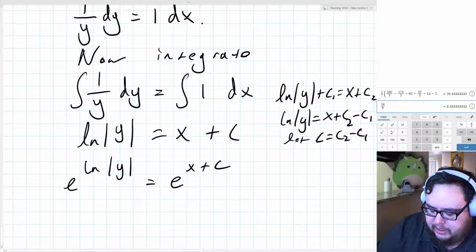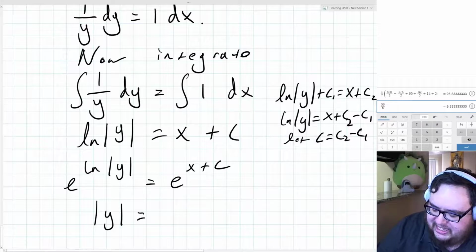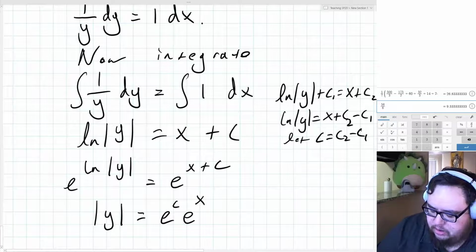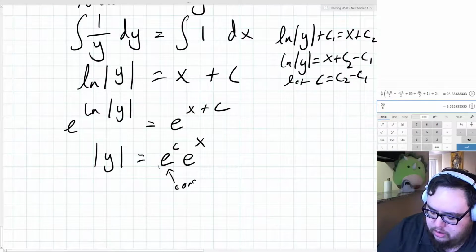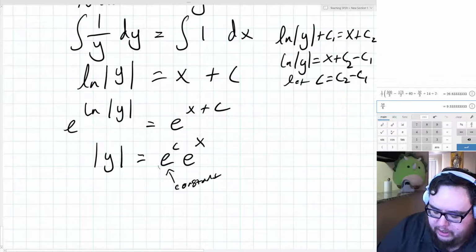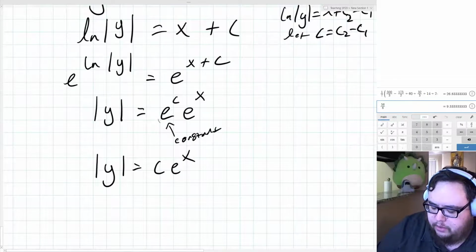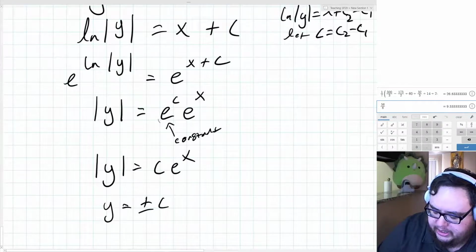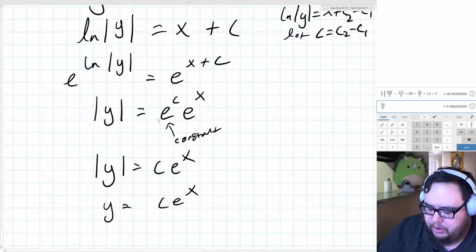But e to the ln of the absolute value of y is just the absolute value of y. And e to the x plus c is e to the c times e to the x. So this e to the c, that's also constant. So once again, e to the c, I'm just going to replace it with c. The absolute value of y is equal to c e to the x. Since the absolute value of y means that this is either positive or negative, what we get is that y is equal to plus or minus c e to the x. But plus or minus c is still just constant. So there's our family of functions.